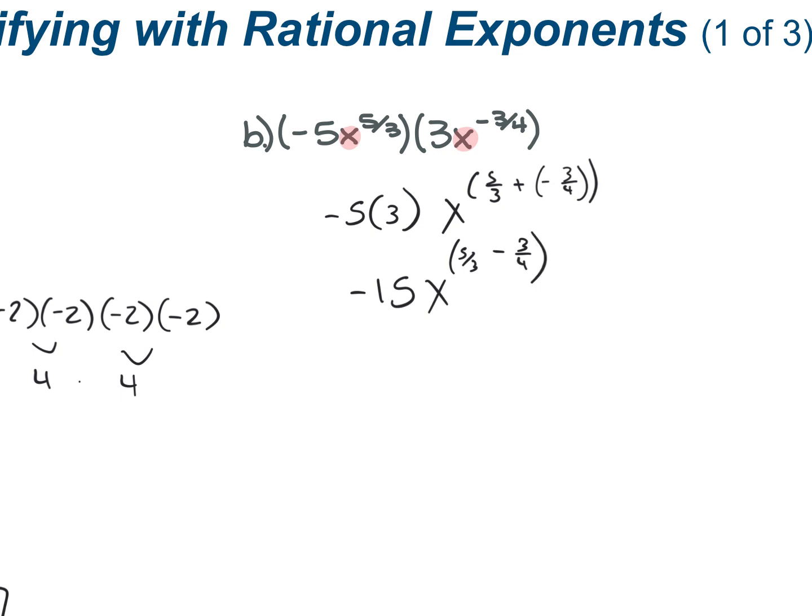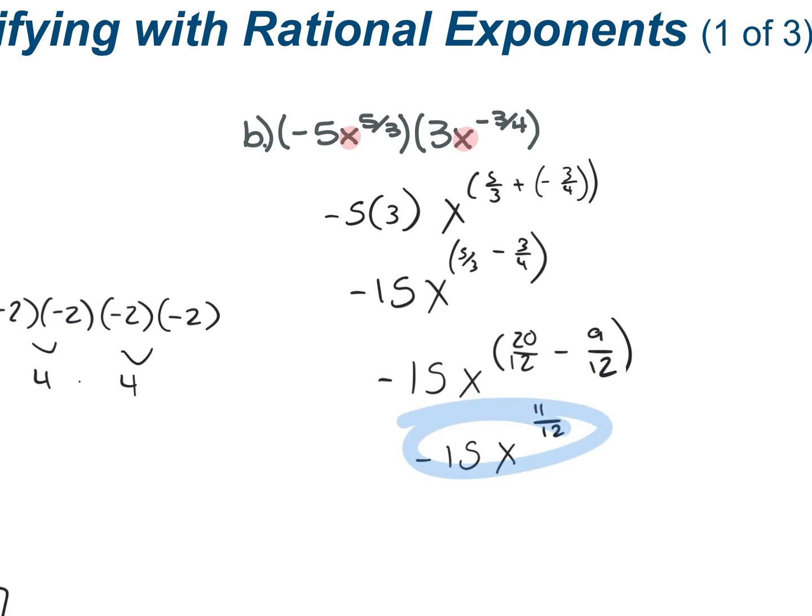I'm going to find the common denominator, which is 12, so it's going to be negative 15 x to the 20 over 12 minus 9 over 12, and that's going to give me negative 15x to the, oh wait, no, it's not 4, it's 12. 11 over 12. That will be fine. This will be your final answer. You can leave it like this.